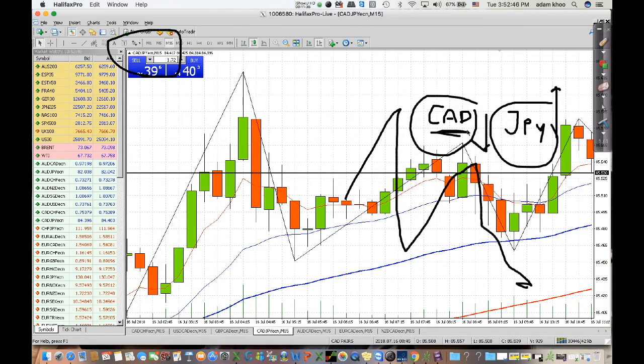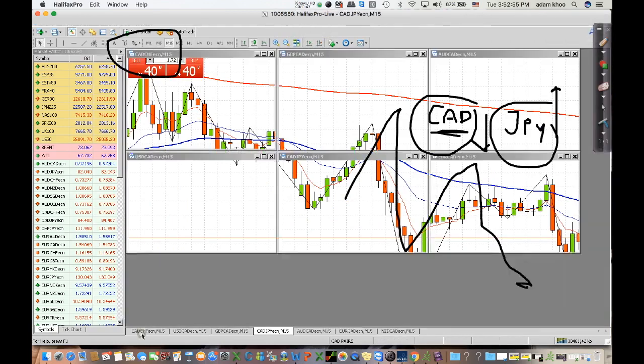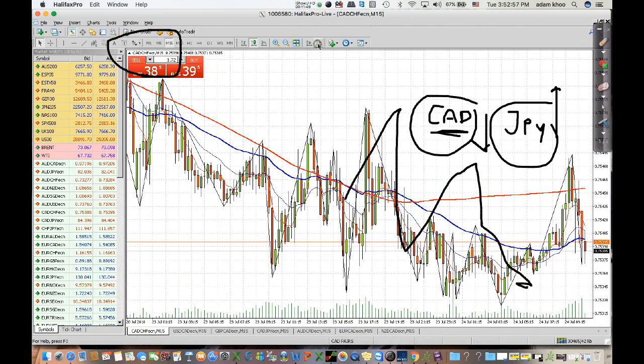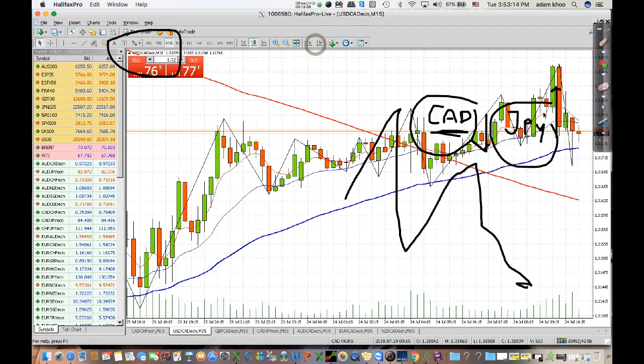And again, remember I'm short Canadian. So I want to see all the Canadian pairs showing me that the Canadian currency is weak. If I look at Canadian franc, you can see it's not weak. It looks like it's going up right now. How about dollar CAD? If Canada is going down, dollar CAD should be going up. Yes, it's going up. It's on an uptrend.